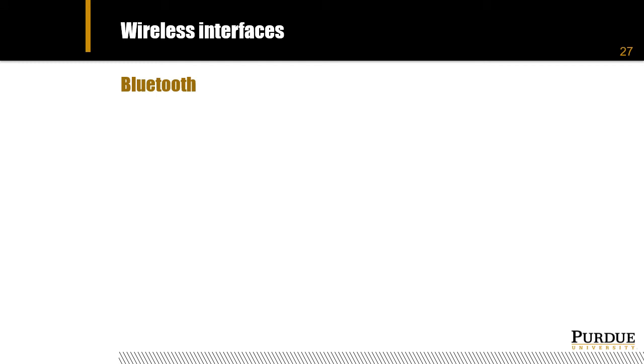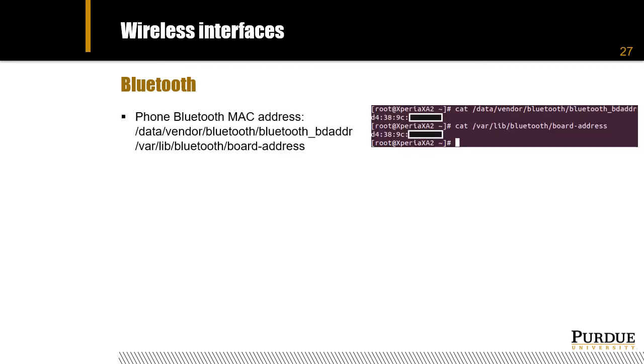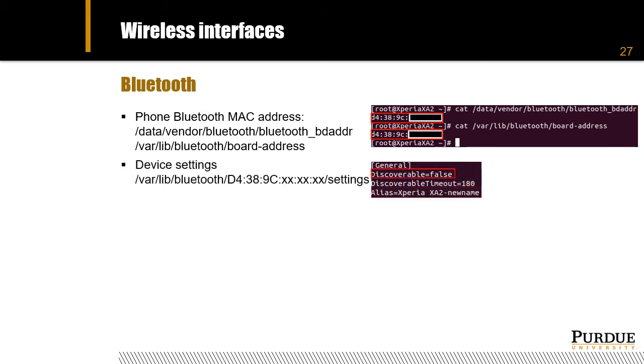The Bluetooth interface similarly has its MAC address located in /data/vendor/bluetooth. However, it also has this value in /var/lib/bluetooth, where the rest of the Bluetooth settings are stored. In this particular case, our device has a MAC address that starts with D4, so the configuration settings are stored in directory /var/lib/bluetooth/D4 and so on, settings. The settings file will tell us if the device is currently set to discoverable, if there's a timeout for it being discoverable, and also what is the name of the device.